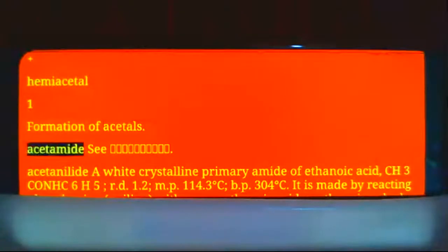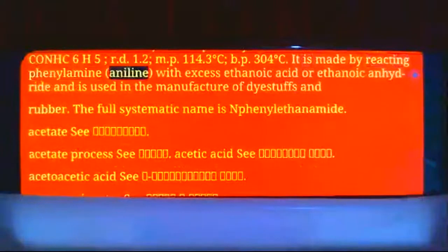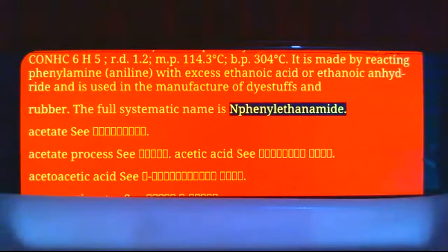Acetamide. Acetanilide: a white crystalline primary amide of ethanoic acid, CH3CONHC6H5. M.P. 114.3 degrees Celsius, B.P. 304 degrees Celsius. It is made by reacting phenylamine (aniline) with excess ethanoic acid or ethanoic anhydride and is used in the manufacture of dyestuffs and rubber. The full systematic name is N-phenylethanamide.